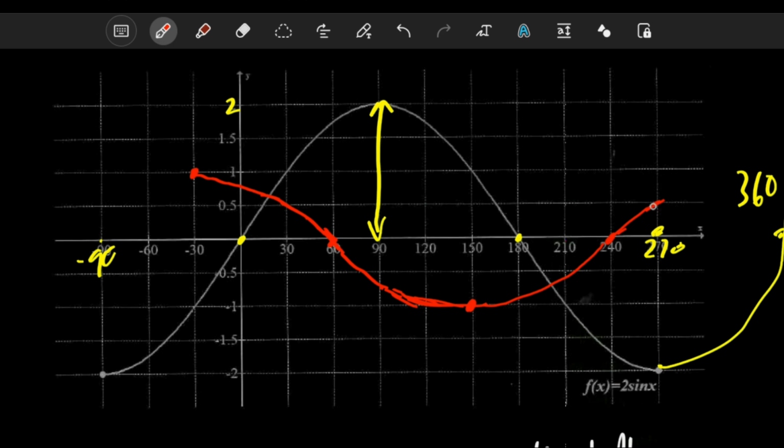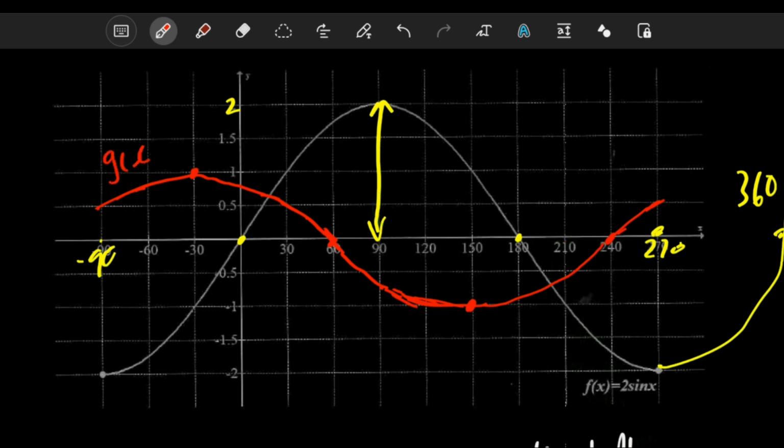Because this point here is going to be like that. And then here, try and make it symmetrical. Here you know it's going to be somewhere over there. This point is symmetrical to that point, this point symmetrical to that point, this point symmetrical to that point. Make it curve. You can actually label this. This is just g of x.